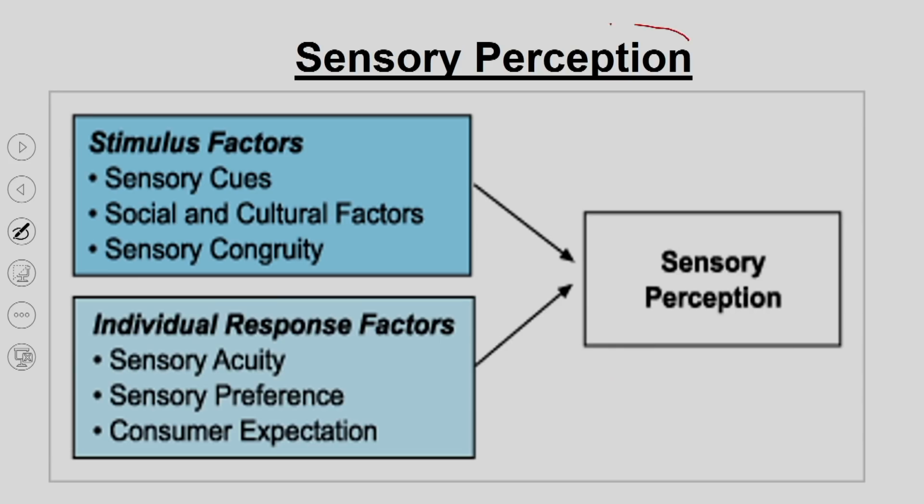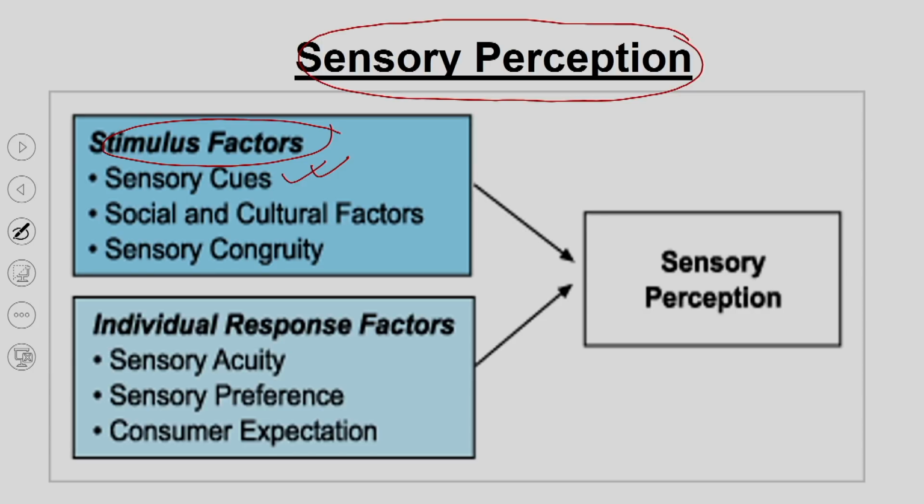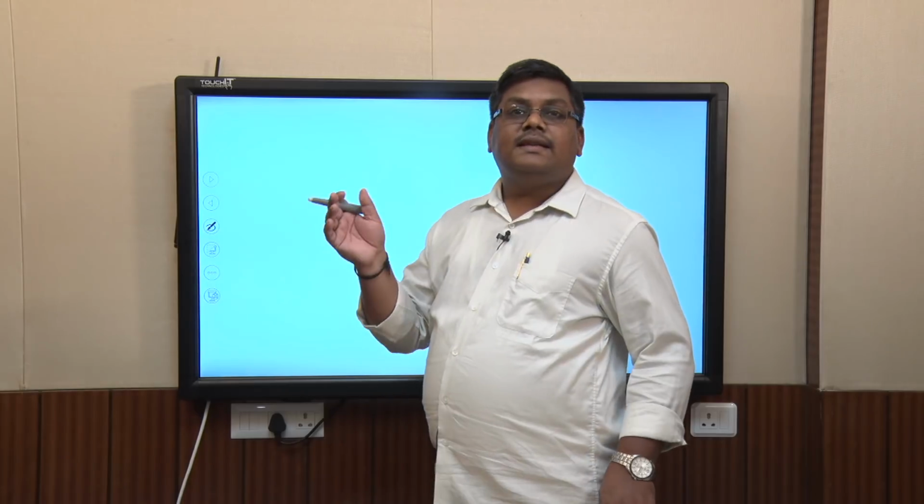So, sensory perception is basically dependent on stimulus factors. These are stimulus cues: stimulus cue related factors, social and cultural factors and sensory contiguity based factors, and also individual related factors. So, it is either the features in the stimulus which make the consumer respond in a particular way, or it could be individual response factors, which are sensory equity, sensory preference and consumer expectation. So, sensory perception is actually dependent on both stimulus and individual factors.